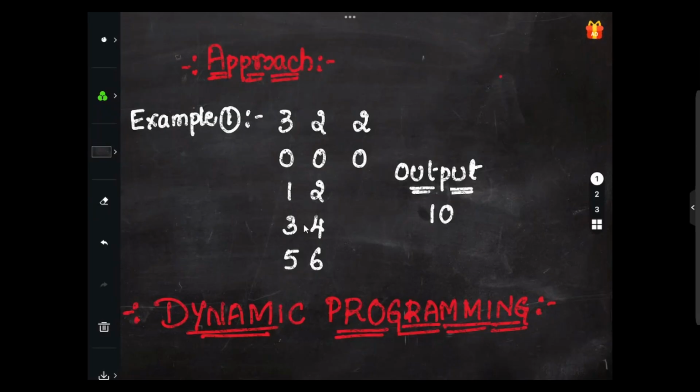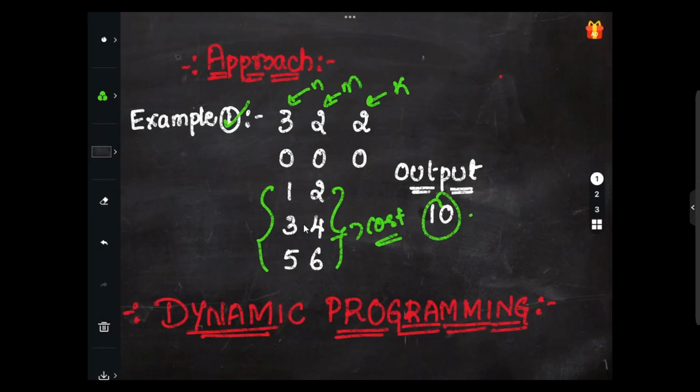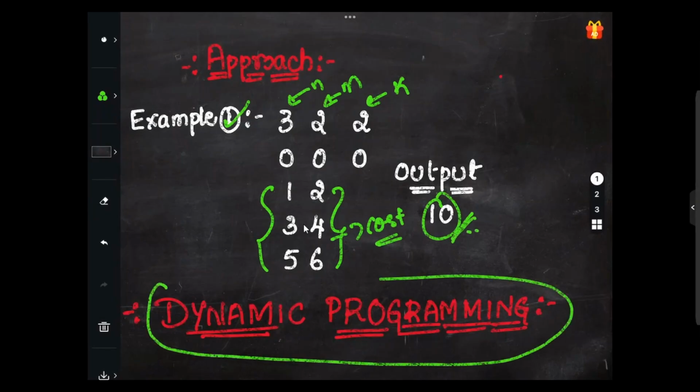So I have considered the same first example from the question here. We have already discussed this one. This is n, this is m, and this is k, right? This is the cost here. The output that we need to get here is 10. We have already discussed this. And one more thing, we will be going with the dynamic programming approach, right? So just keep this in mind.